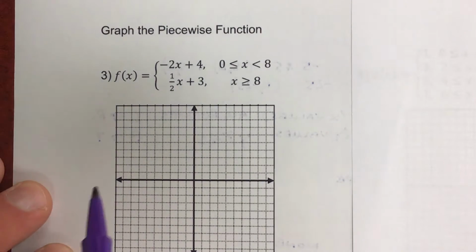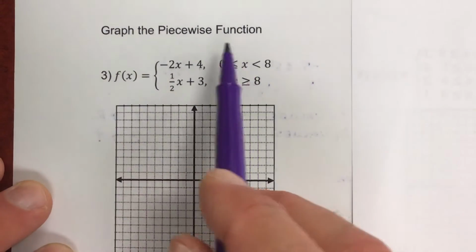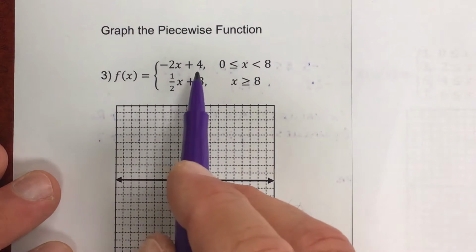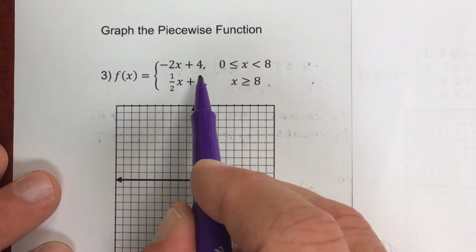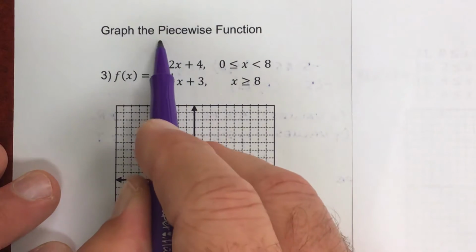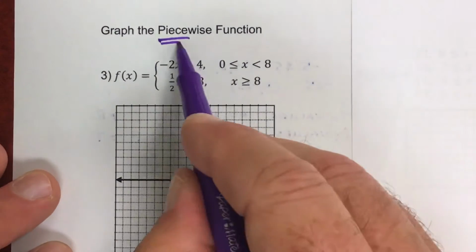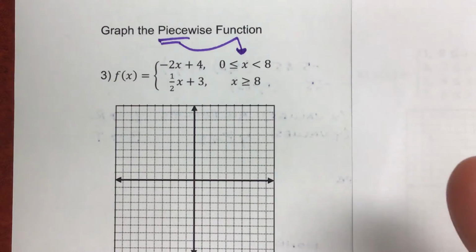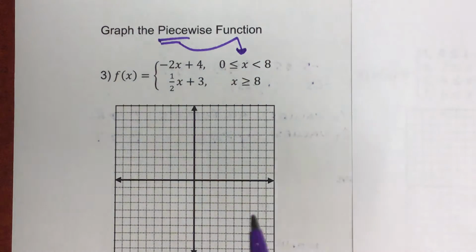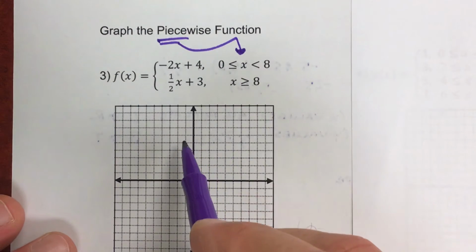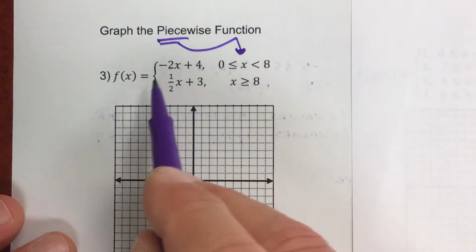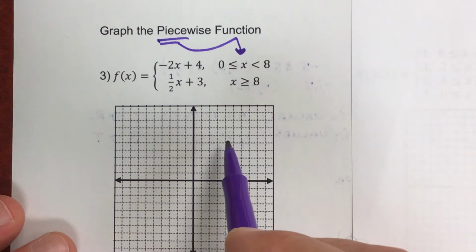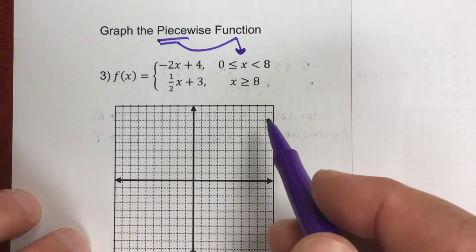All right, we are now going to start graphing piecewise functions. Piecewise functions are simply a couple of different functions that are broken up, and we only want pieces of them. And they're going to tell us what pieces we want. Instead of having the whole line, we only want the line from 0 to 8 in this instance. Instead of having this whole line, we only want it when x is greater than or equal to 8. All right? So that's what a piecewise function is.